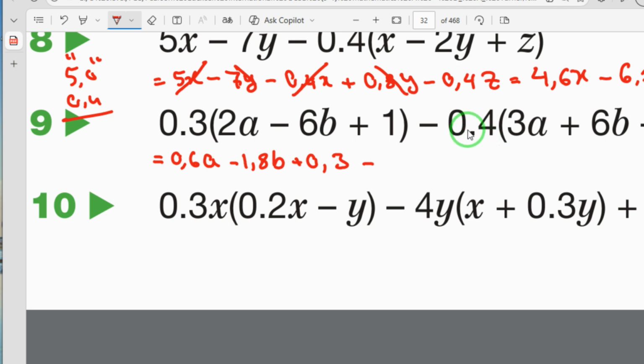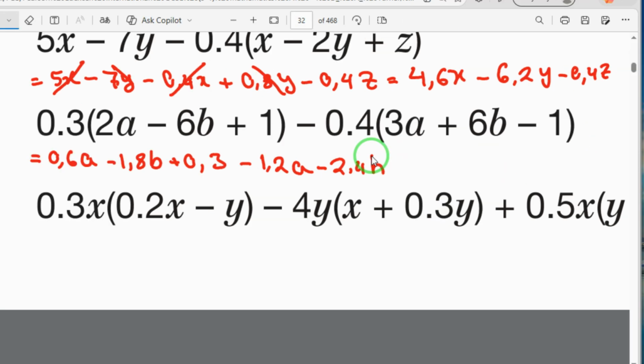Here we multiply 0.4 multiplied by 3 becomes minus 1.2a. Minus multiplied by positive, minus 0.4 multiplied by 6. 6 times 4 is 24. We separate 1 decimal place, becomes 2.4b. And here we multiply minus multiplied by minus gives us plus 0.4 multiplied by 1 becomes 0.4.